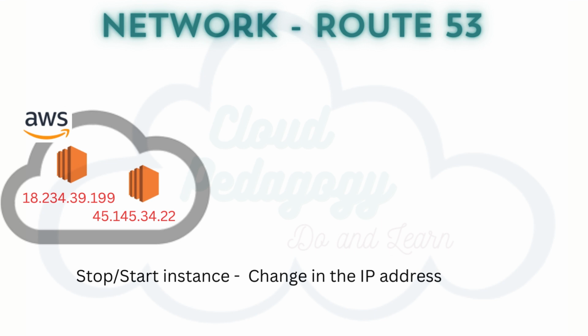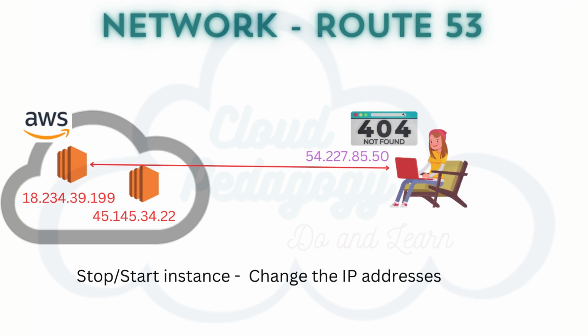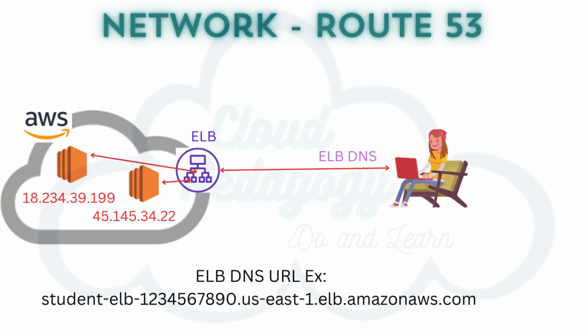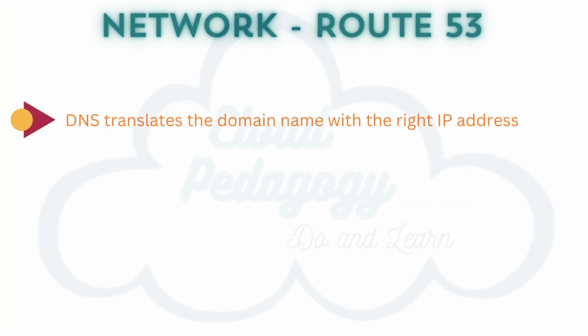So, what would happen then if those IP addresses keep changing? Suddenly, the IP address you have memorized will no longer lead you to the content that you want. But after implementation of Elastic Load Balancer, we have only one DNS URL to remember, which distributes the network traffic to all our student directory applications. Basically, DNS translates the domain name to the right IP address, in our case EC2 instances. If a DNS cannot translate the domain name to the right IP address, you won't be able to access the website you are looking for.